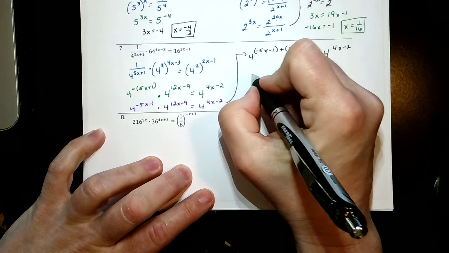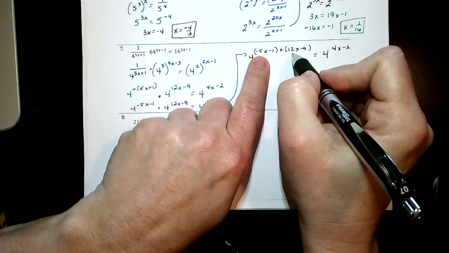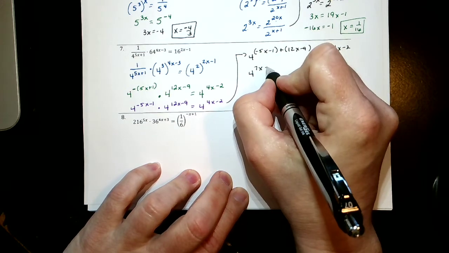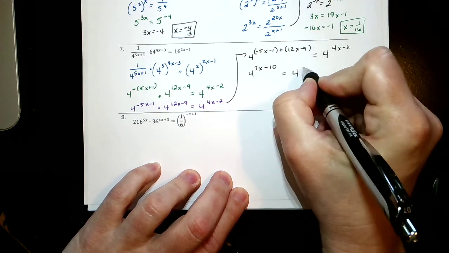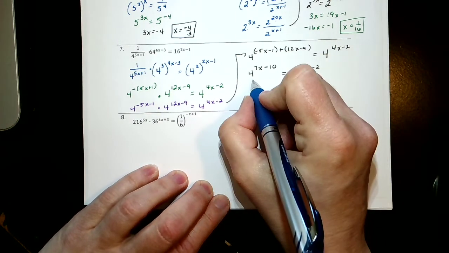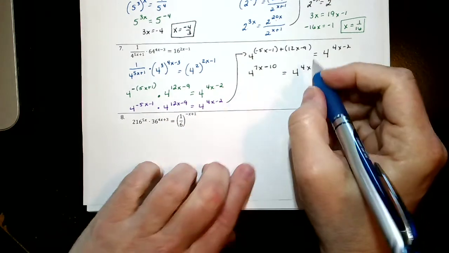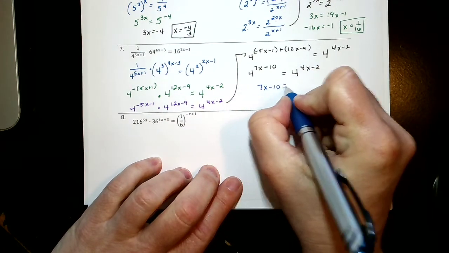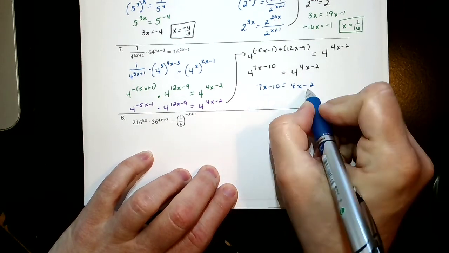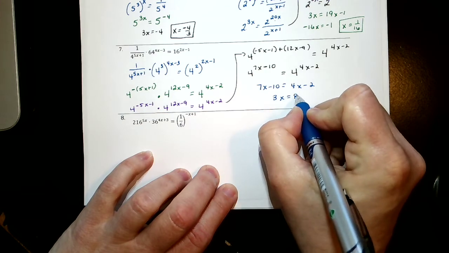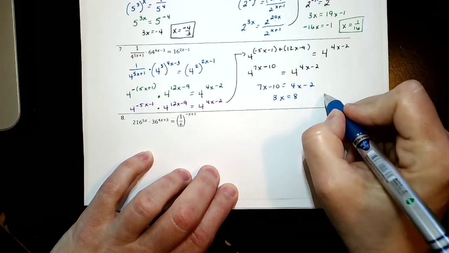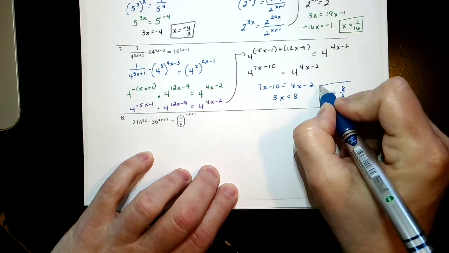All right, so let's do this. 4 to the negative 5x plus 12x is 7x. Negative 1 plus negative 9 is negative 10. And the 4 to the 4x minus 2 stays the same. And now we're going to jump. We have the same base, so I can jump right to the exponents. 7x minus 10 equals 4x minus 2. Bringing the 4 over to the left and the 10 over to the right gives me 3x equals 8. Right? 7 minus 4 is 3. Negative 2 plus 10 is 8. So x is equal to 8/3.